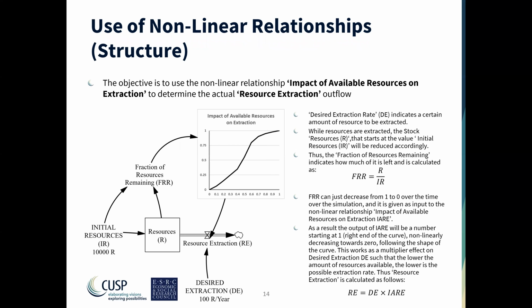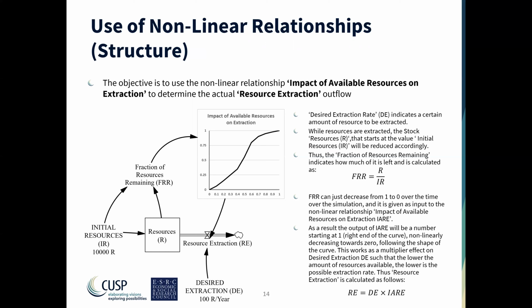So let's start from a very simple structure. We are looking at the resource extraction problem, similar to the one in Limits to Growth. The objective of this little model, made of very few elements, is to employ the nonlinear relationship called impact of available resources on extraction to determine the actual resource extraction. So the system is very simple. The resources are a stock of finite material or anything, and this can be extracted.